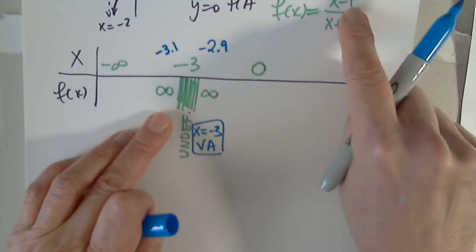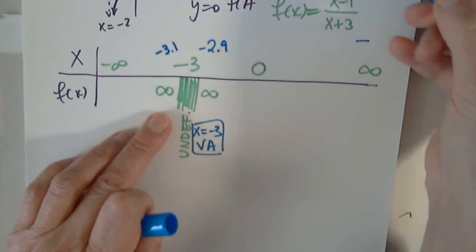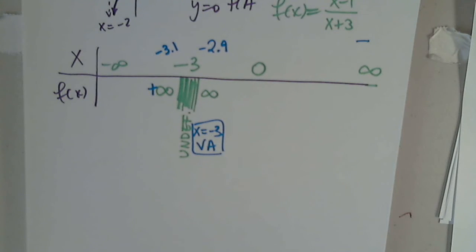So here's how I determine the sign of these infinities. -3.1 minus 1 is negative. -3.1 plus 3 is negative. When I divide the negative by negative, it has to be positive.